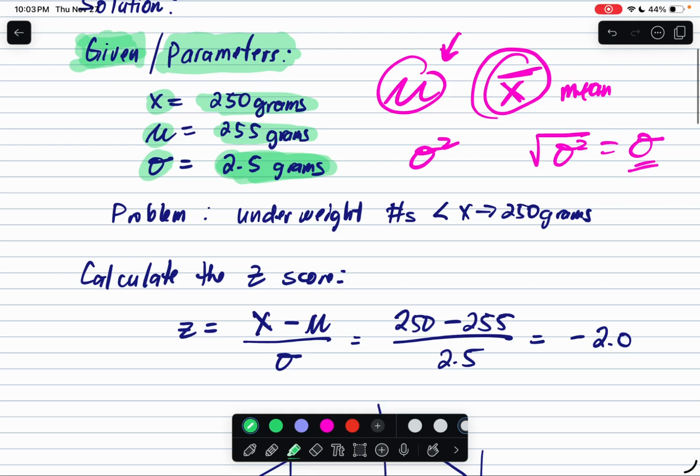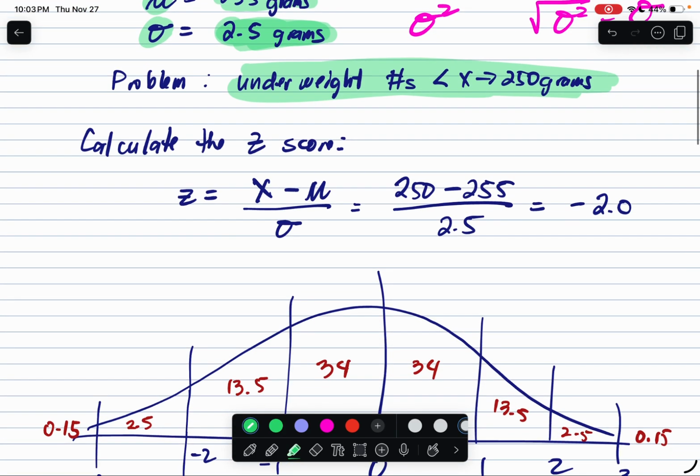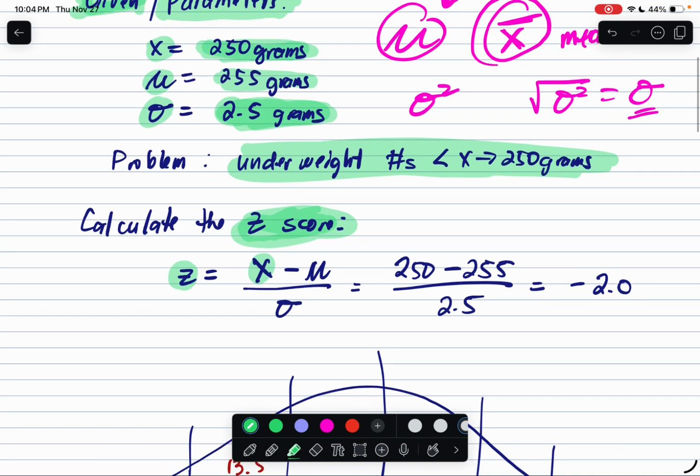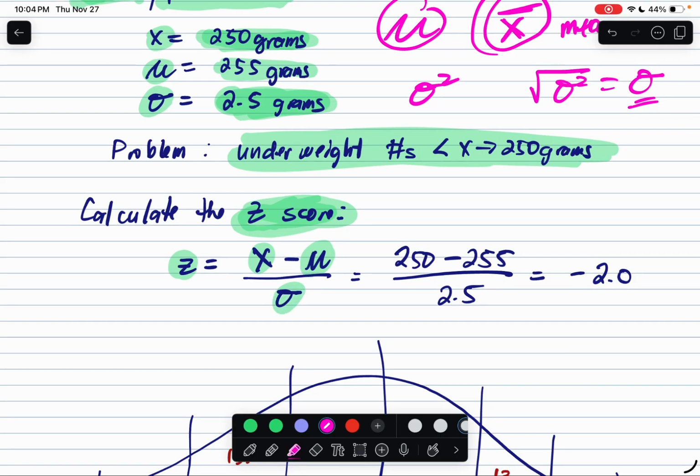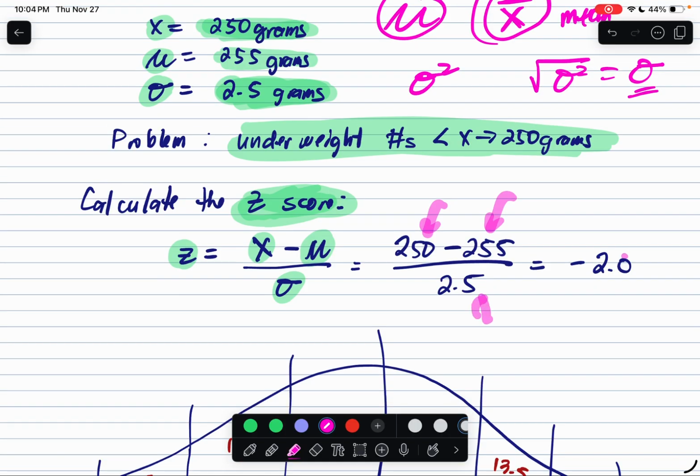So the problem is that we want to find the area of the normal distribution such that it should be under 250 grams. So our x would be all the numbers under 250 grams. We have here our z-score formula: z equals x, which is your 250, the given, minus mu, which is your mean, divided by your standard deviation. So it's just plug and play. Plug everything in, subtract them, then divide by 2.5.